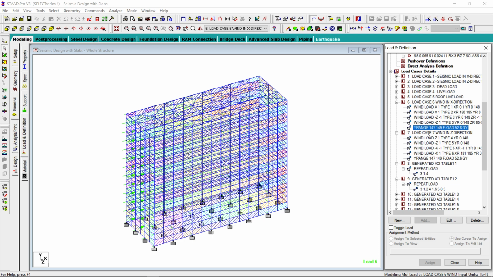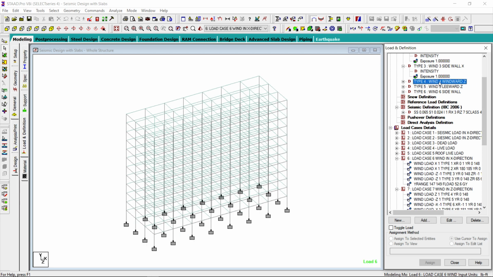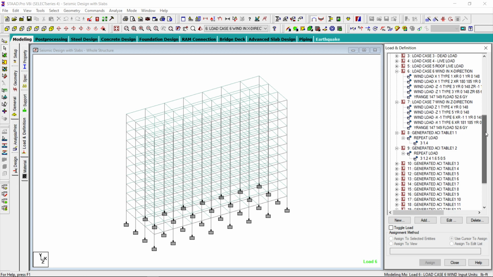Similarly, I defined wind in case of Z, which is the perpendicular direction, and I defined the windward, leeward, and side wall loads, and load case number 7 was like this.